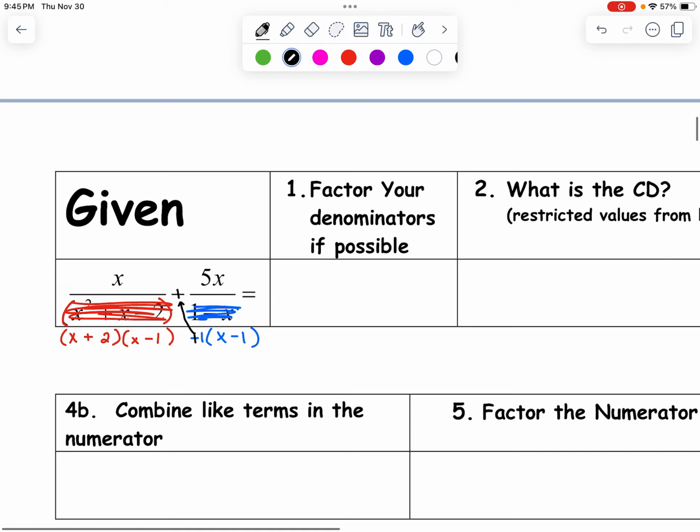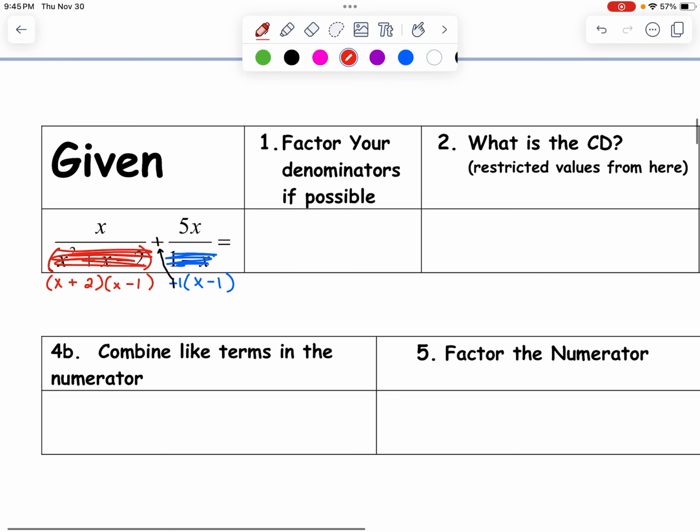So step 1, factor denominators, we did. Step 2, do you have a guess as to what the common denominator is? I'm going to say x minus 1. That's part of it. That's the least common factor, but it's not the least common denominator. It is x plus 2 and x minus 1. Do you think we need another x minus 1?